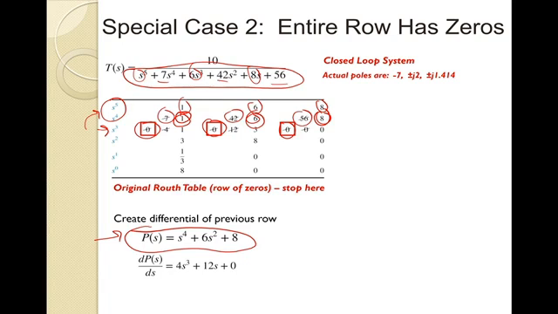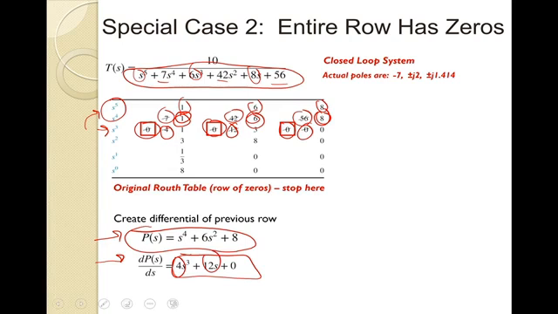Now if I take a derivative of that, differentiate that with respect to S, I get this polynomial as shown there. So what I'm going to end up doing now is take these terms, going back to my S3, which previously had zeros, and I'm going to replace. So that 4, that 12, and then that 0.